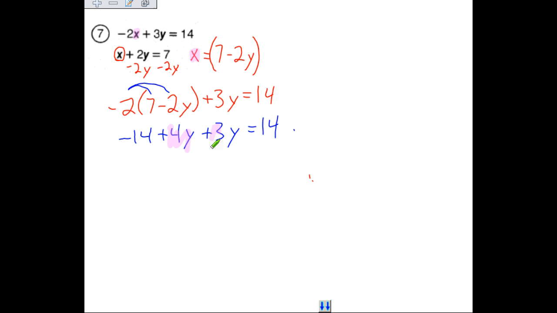Four y and 3y. Remember, don't subtract 3y, don't subtract 4y, they're on the same side. And just bring down everything else. And I'll let you finish that.